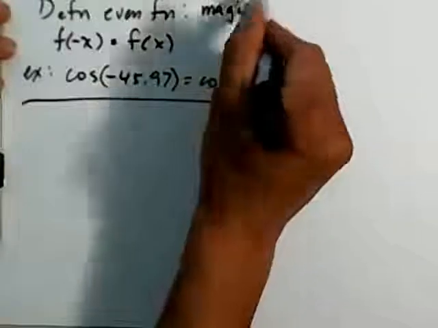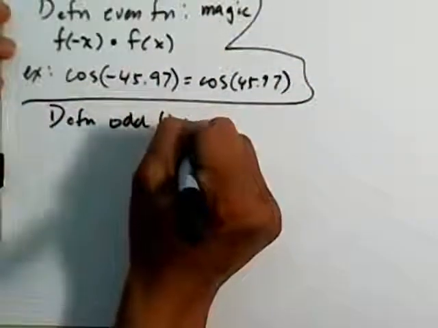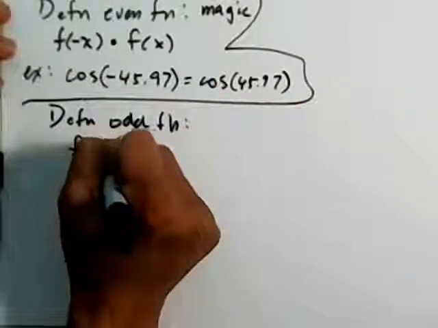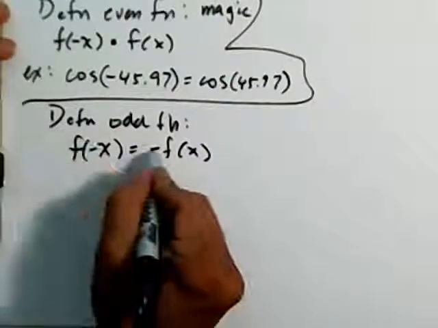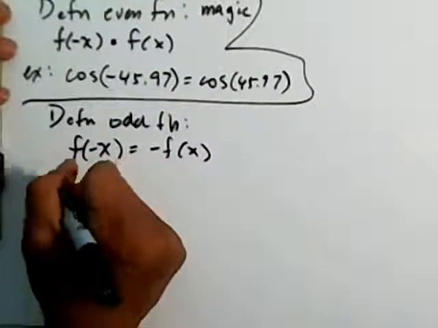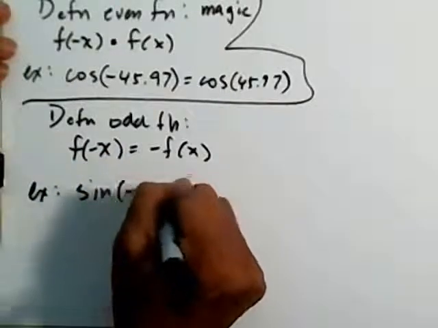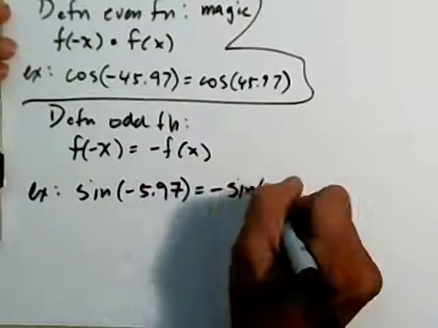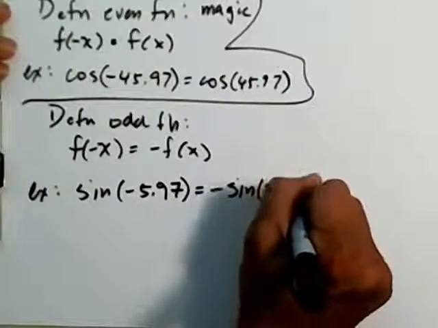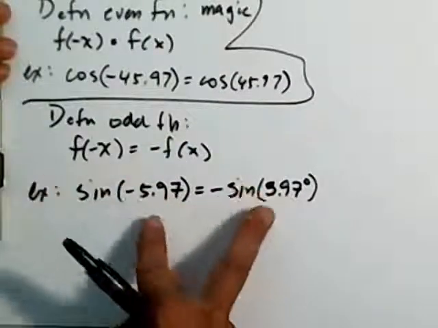Let's get to odd functions now. The definition of an odd function looks something like this: f of negative x is equal to negative f of x. In other words, the negative comes out to the front, that's where it ends up. Let's do an example of that. The sine of negative 5.97 should equal negative sine of 5.97. You can use your calculator to verify it. You can use any number you want. If the negative comes out, these are equivalent.